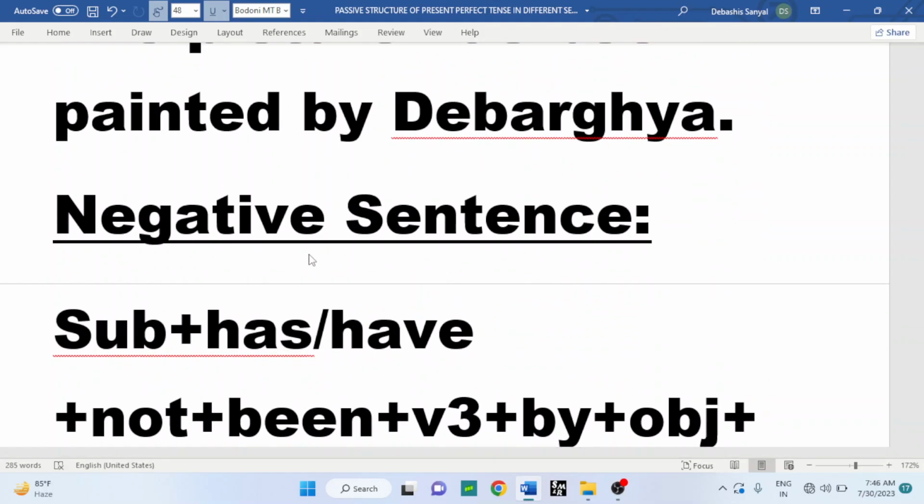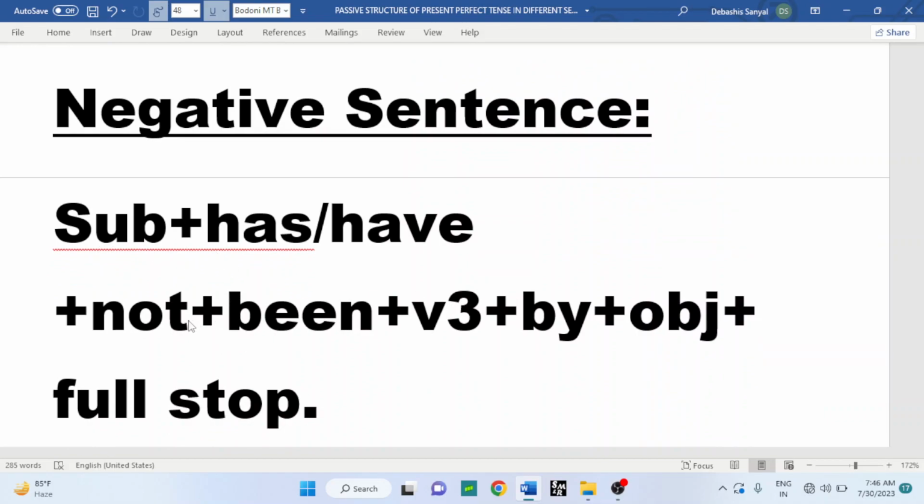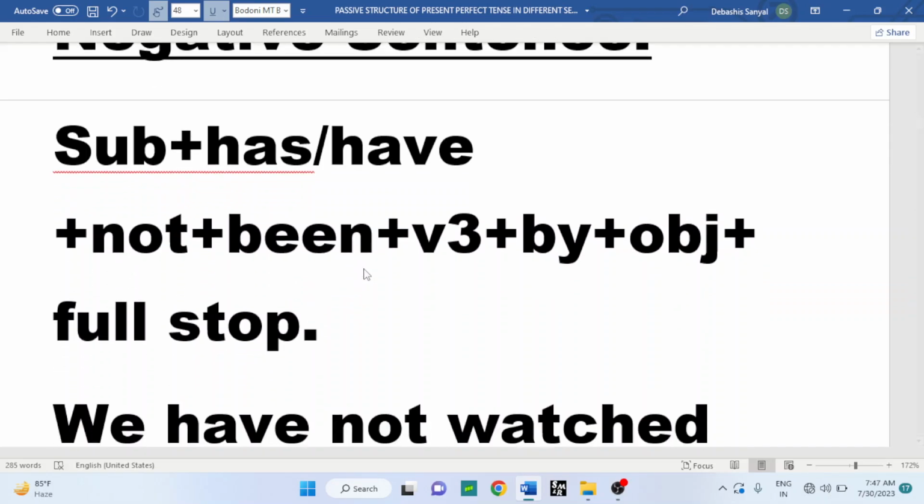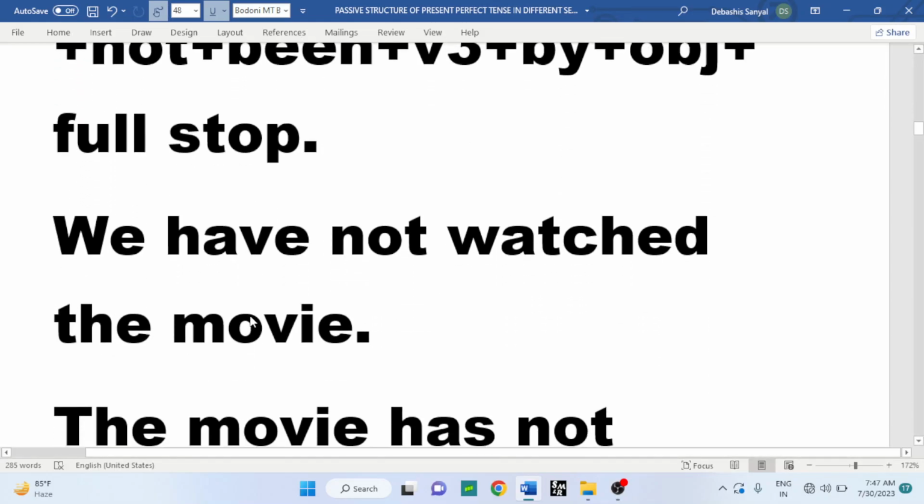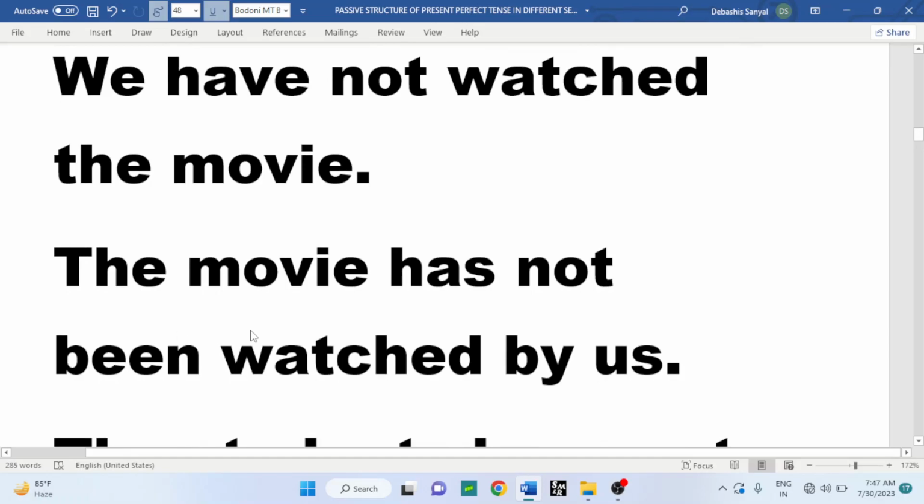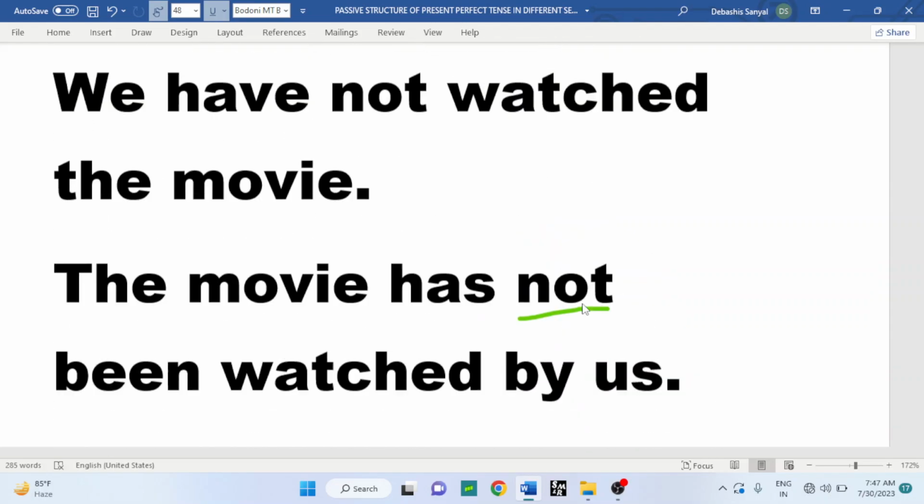Next, negative sentence. Negative sentence of present perfect tense: subject, has been or have been, then not, verb third form, by, object, then full stop. We have not watched the movie. The movie has not been watched by us. Okay, see the use of not there. After the has or have, there will be not, and the rest of the rules remain the same. The movie has not been watched by us.